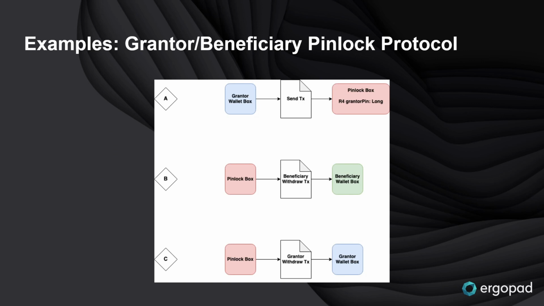When you're designing a protocol, after you know the requirements, you want to know what it looks like. So I really recommend drawing some diagrams. In this protocol, the first stage would be the grantor, who interacts with the send transaction and would then send money to a Pinlock box. And when this box is created, it will have the money sent from the grantor and also a pin that was assigned to it in register 4 that the grantor was able to decide on.